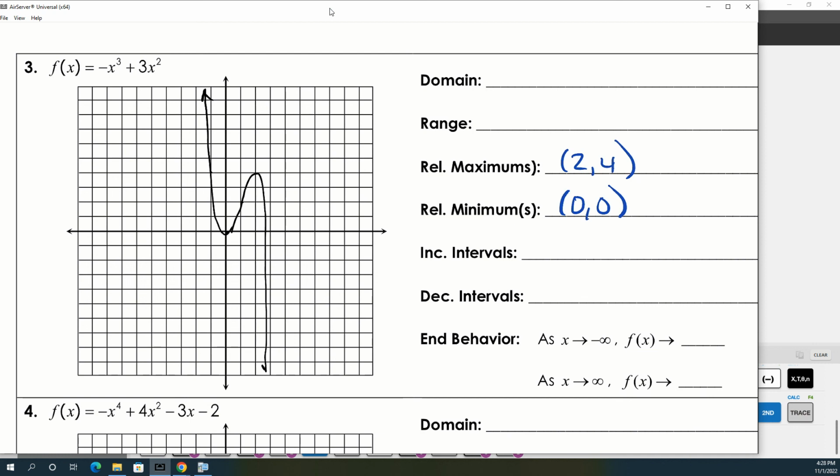All right. And then for the domain, your domain is going to be all real numbers because it's polynomial, and they all are. And then for your range, because I have an arrow going down and I have an arrow going up, my range is also all real numbers.